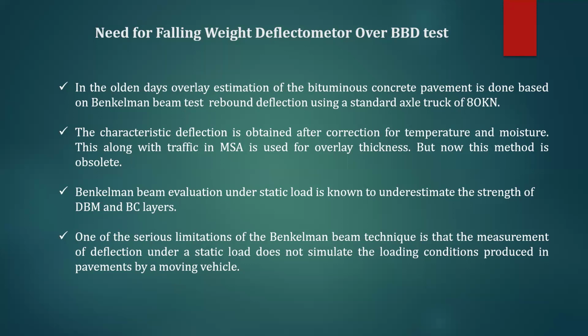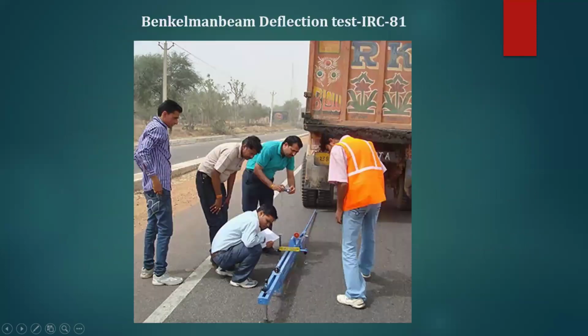You know that the wheels will be rolling on the pavement surface. Whenever it is rolling, we have some dynamic action, which the Benkelman beam deflection test could not take into consideration, and it underestimates the strength of the DBM layers. For that reason, we are going to follow this. Now, this is the standard thing.